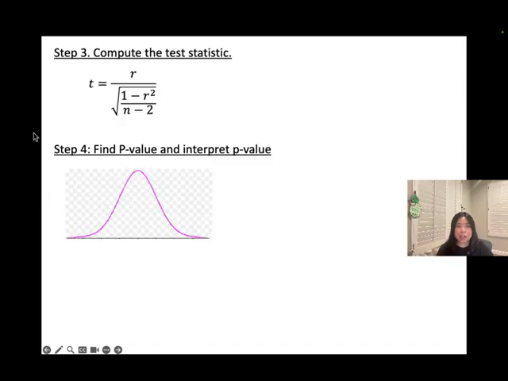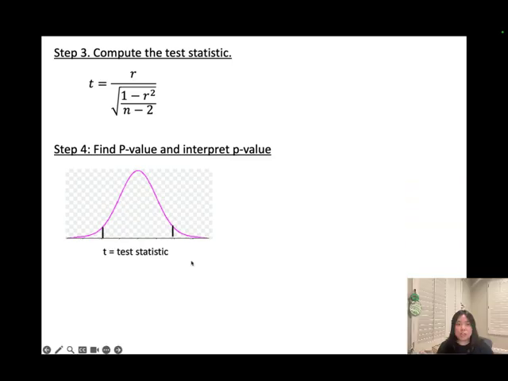Step 4, find the p-value and interpret the p-value. So this is going to be a two-tail test, right? Because the alternate hypothesis is not equal to 0. And we already found the test statistic from step 3. So the p-value will be the area of these two tails.